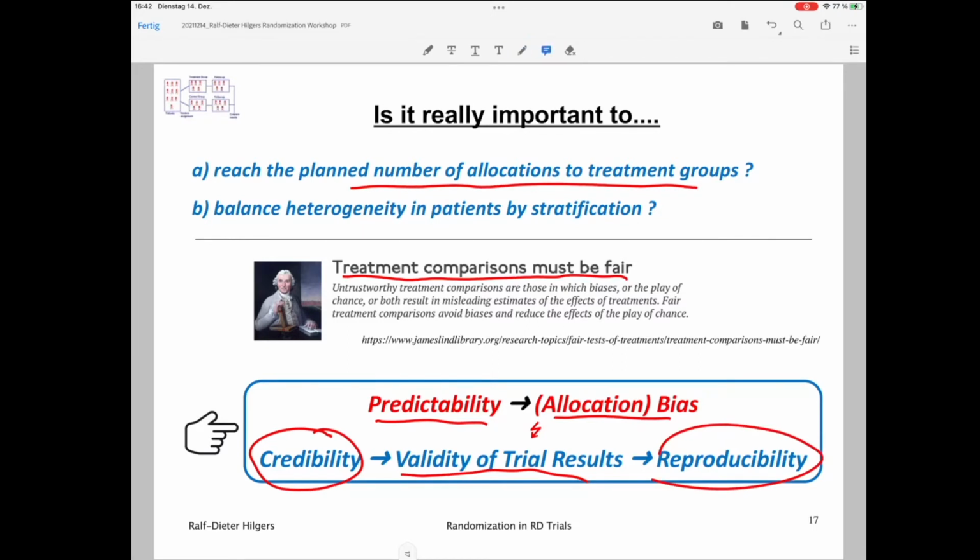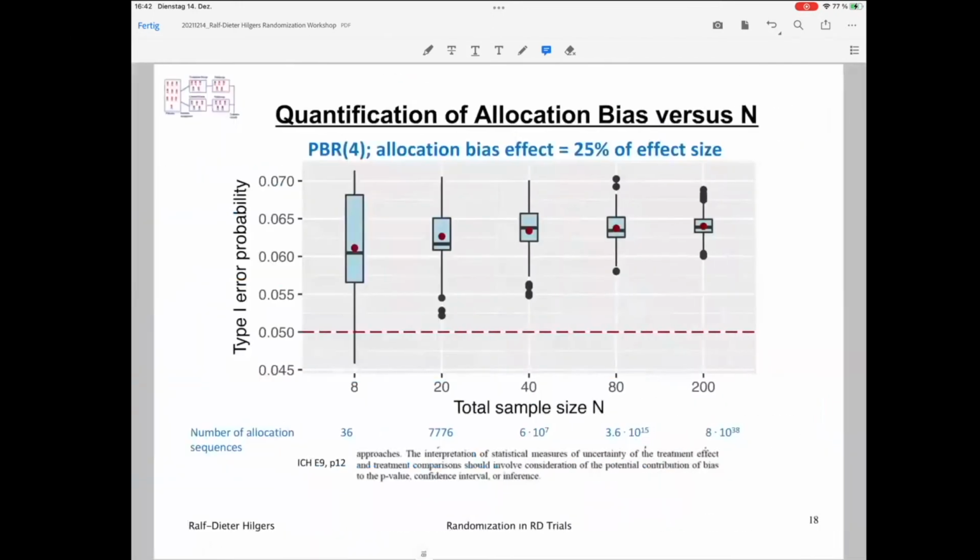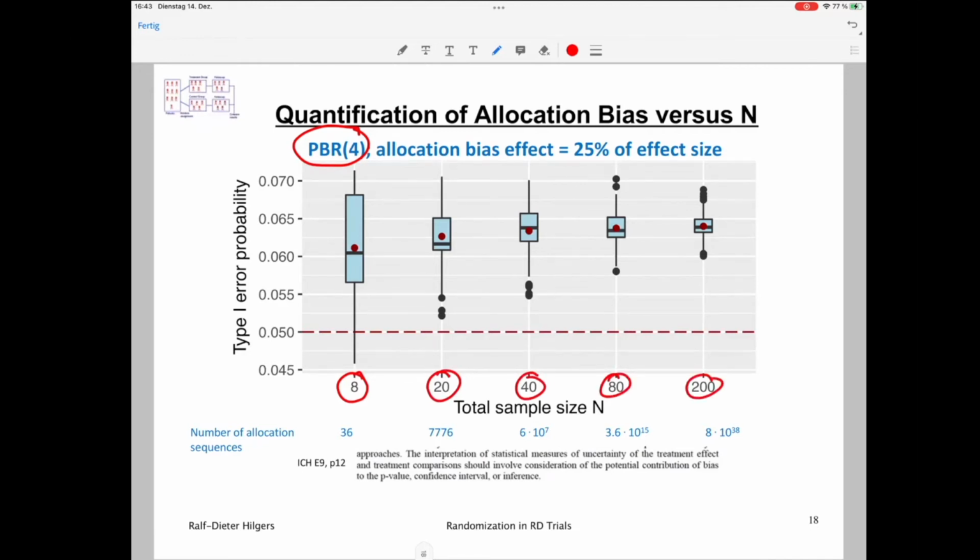I would like to show you an example which I showed at a meeting where we presented the results of the Asterix, Inspire, and Ideal projects at the EMA. It is a very old example, and it shows what happens with allocation bias in trials of different sizes. I use again block randomization with block size 4. I will go into detail about the allocation bias in a couple of minutes, but I will show it as an eye catcher right now. The allocation bias effect, which I allow for every patient, is 25% of the effect size you would like to detect in your clinical trial. So you can say small, right? Okay, so we have trials of total sample size 8, 20, 40, 80, 200, right?